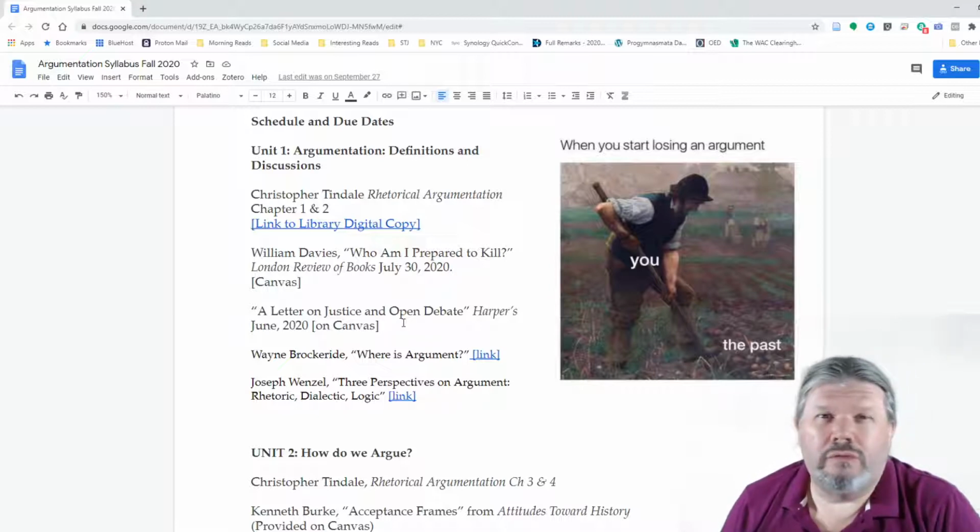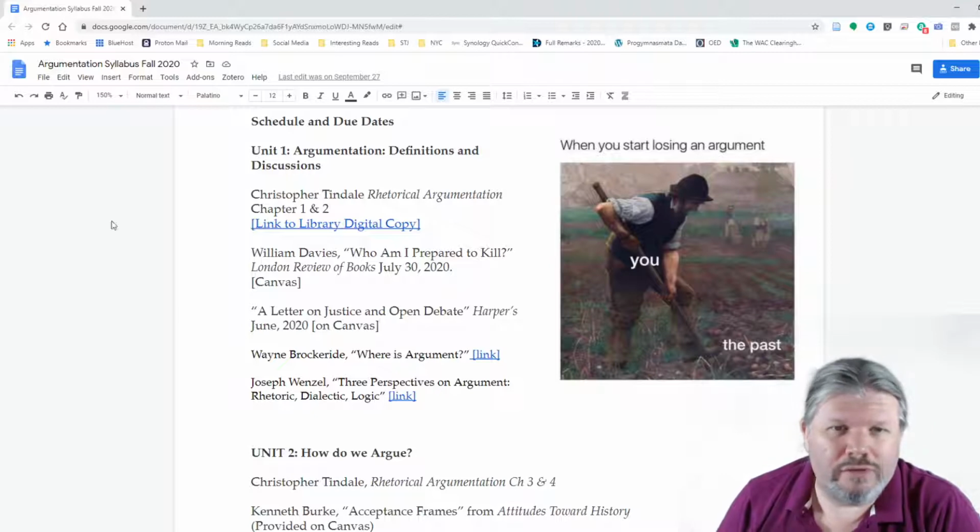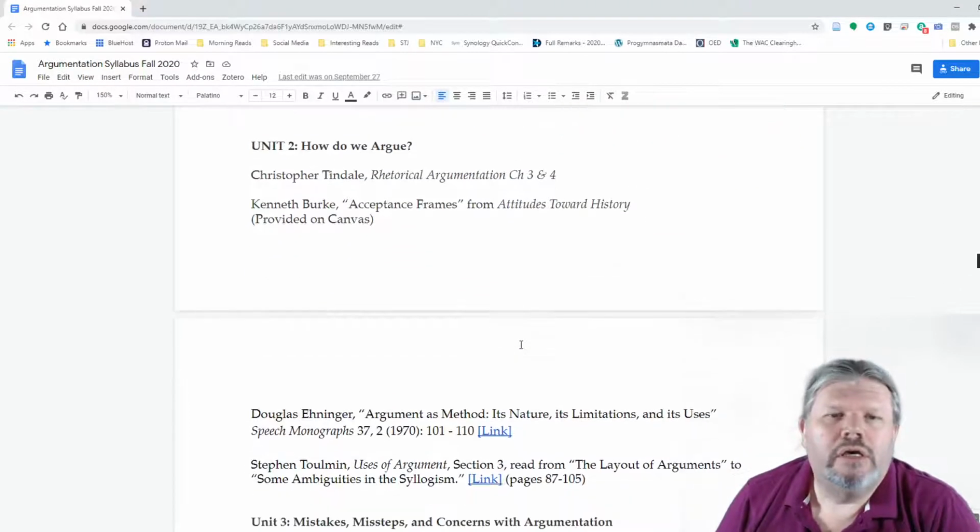Brockriede and Wenzel are probably the two most influential American thinkers on defining argument. So that's what we're trying to do, give you a sense of how this has been dealt with in the past. Unit 2, how do we argue?